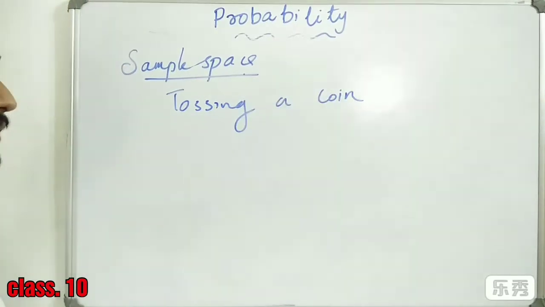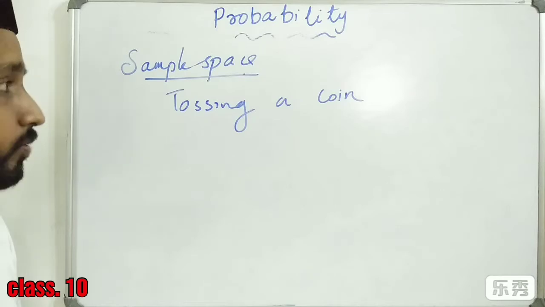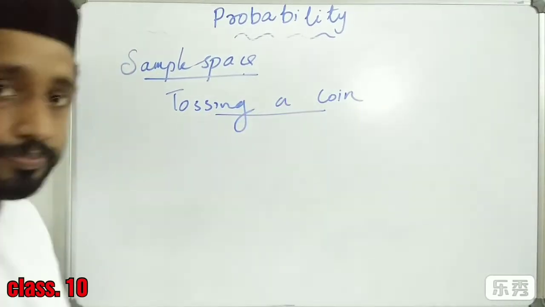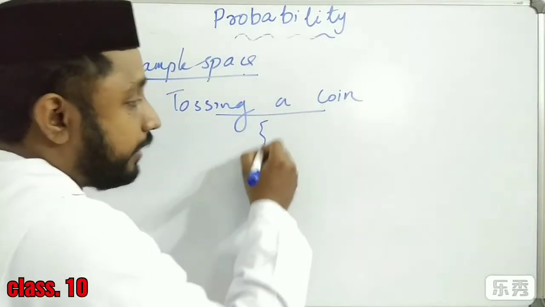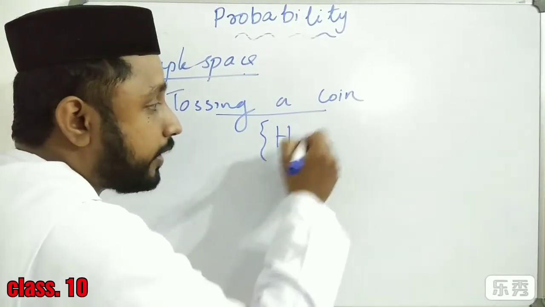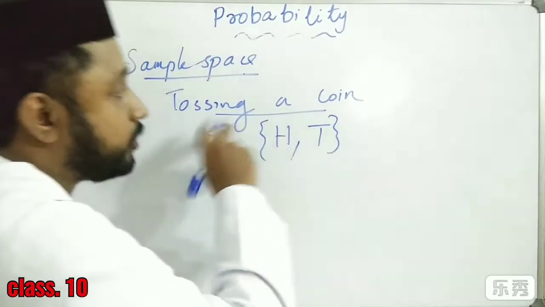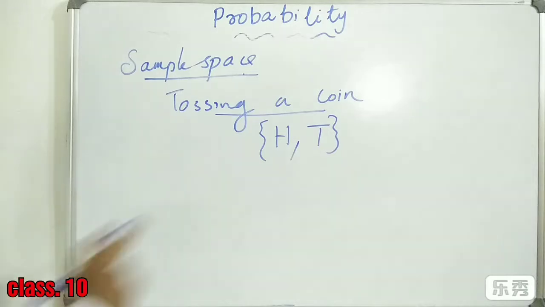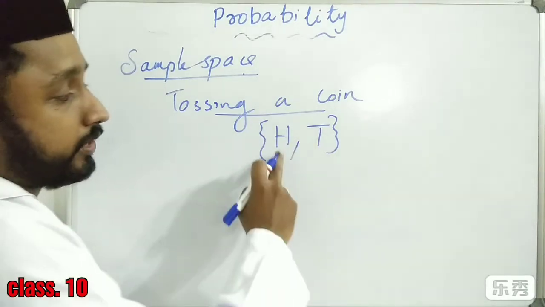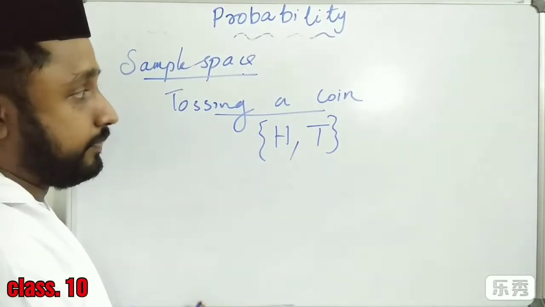Let us write the sample space of some experiments. First one, tossing a coin. We know either head or tail will come. So, tossing a coin, sample space is head, tail. Two outcomes, head and tail.